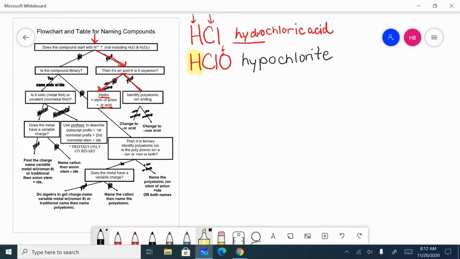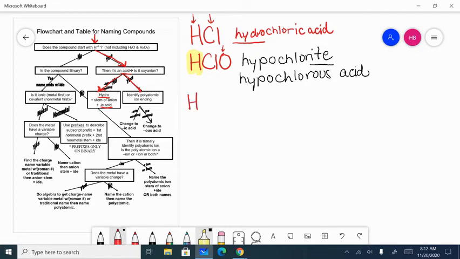So you can see my two choices are, does it have an ATE ending or does it have an ITE ending? So when you go down the ITE ending, it says change the ending to OUS acid. So we're going to take off the ITE and change it to OUS acid. So this is hypochlorous acid. That's the name. There's a difference between hypo and hydro. A very big difference, so don't forget to pay attention to that.